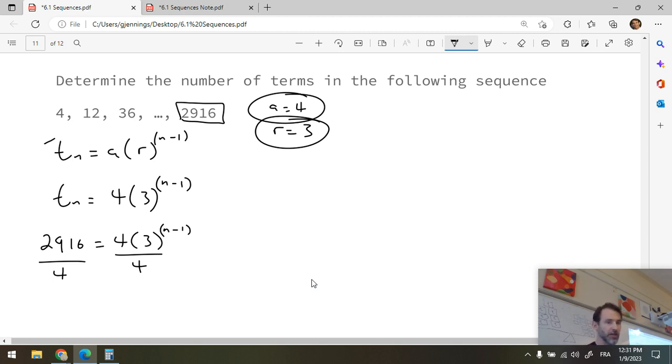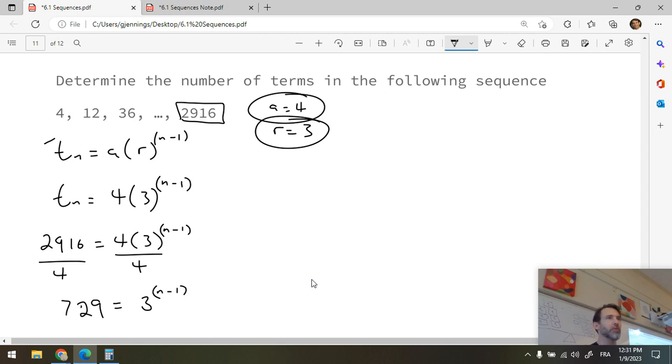It's going to be 700 some. 4 goes into 11 twice, leaves 3 remainder. And then the 3 remainder with the 6 makes 36. 4 goes into 36 9 times. So 729. Oh, look at that. 729 is a power of 3. So that's 3 to the n minus 1.